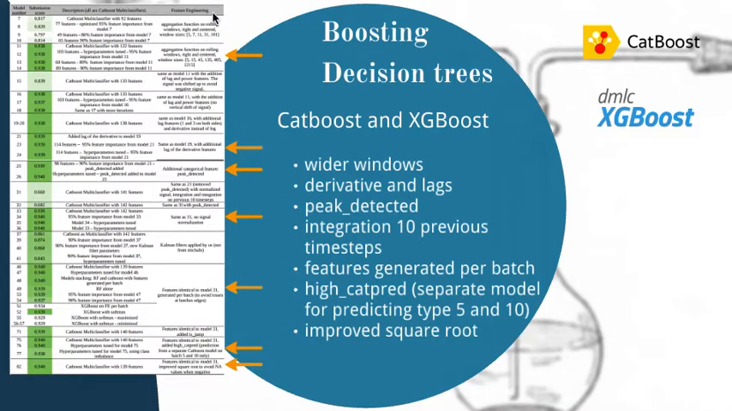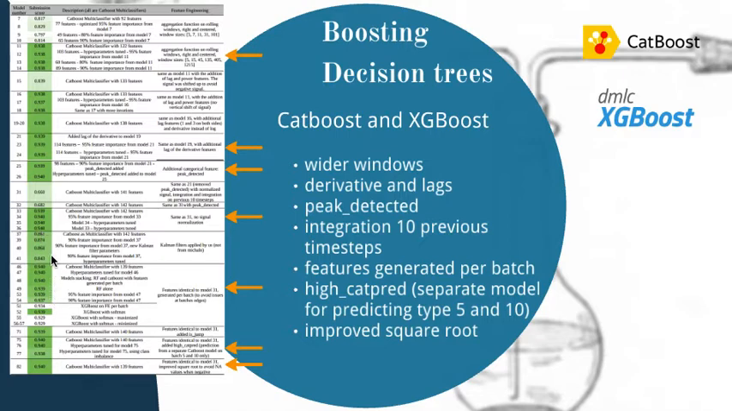Between this first block and the next one, what we did was use wider windows for the rolling statistics, and that helped a lot. We used windows in the 1,000s rather than the 100s, and that helped a lot. The next time it improved was when we used the derivative and then the lag of the derivative. That was really good. Here we added peak detected, that bool feature that I was telling you about. That helped too. We think it improved when we added the integration on the previous 10 time steps.